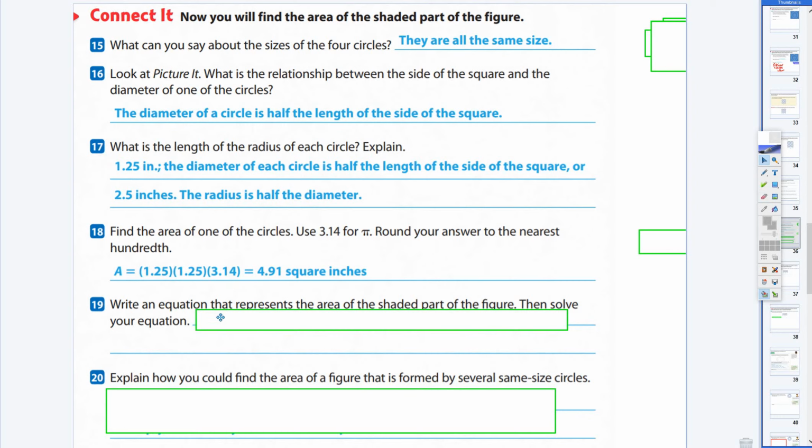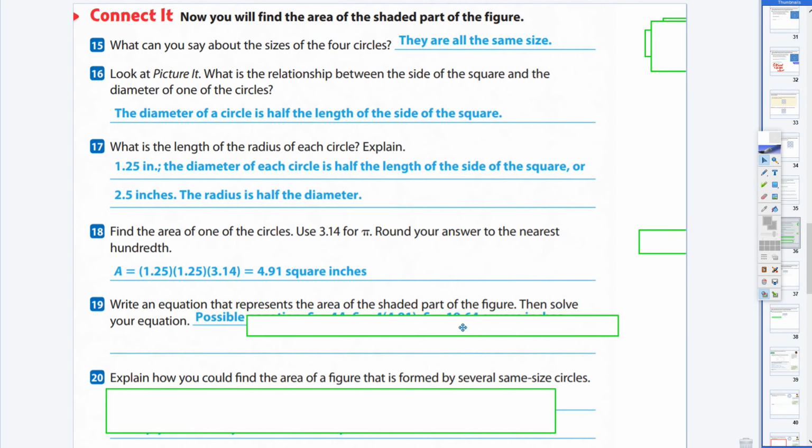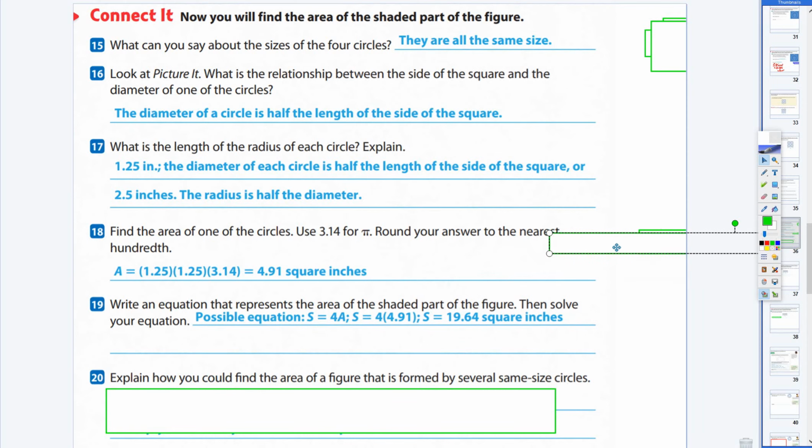Then it says to write the equation that represents the area of the shaded part of the figure, then solve it. So one of the possible equations is shaded area equals 4 times the area of each circle. So the area of each circle is 4.91 times 4. Or you could have done 4.91 plus 4.91 plus 4.91 plus 4.91. When you do the math, hopefully you got 19.64 square inches.